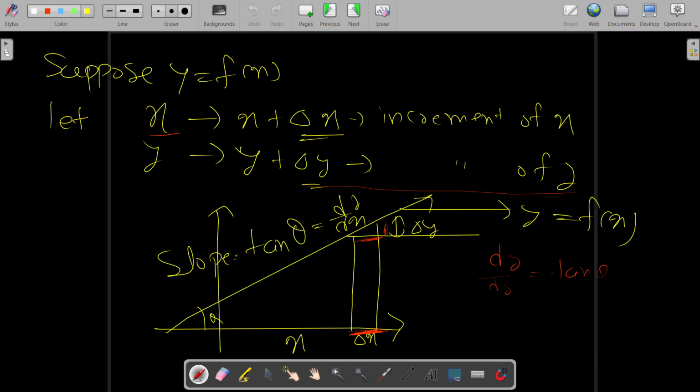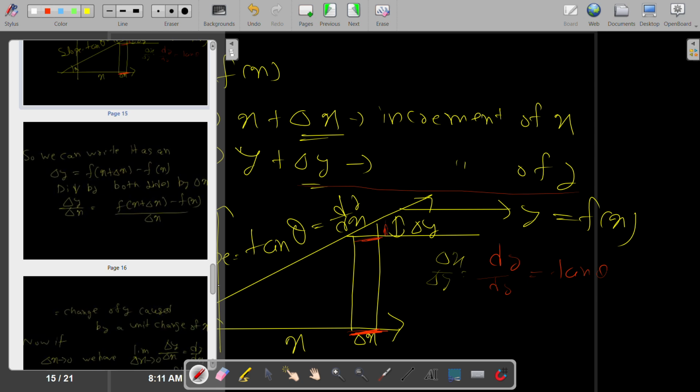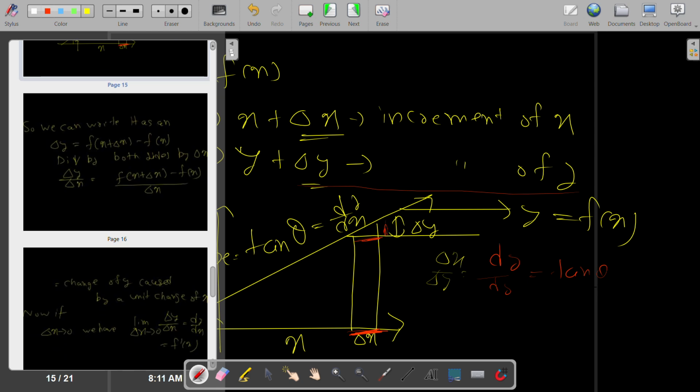So the points are what? (x, y) and (x plus del x, y plus del y), and the function is y equals f(x). So clearly del y by del x equals dy by dx equals tan theta. This is the slope of the curve. Now this dy by dx is actually what we mean by differentiation.